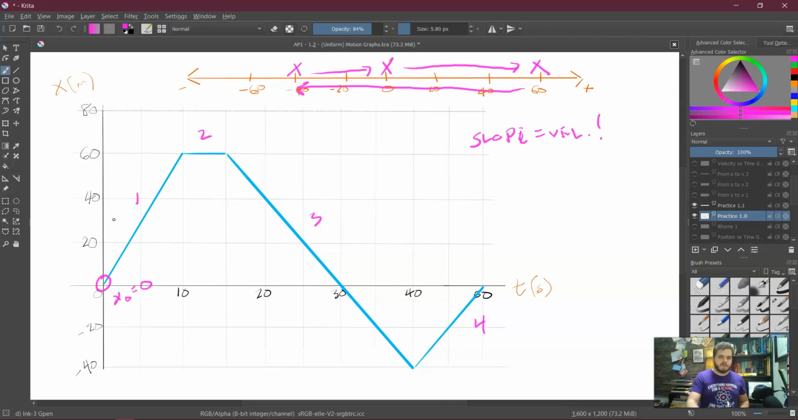Okay, so this first slope here, we should be getting 6. So the velocity is 6 meters per second, positive. Here the slope is 0. And in this region, there's a lot going on, but this slope is negative 4 meters per second. And lastly, this slope here is positive 4 meters per second.